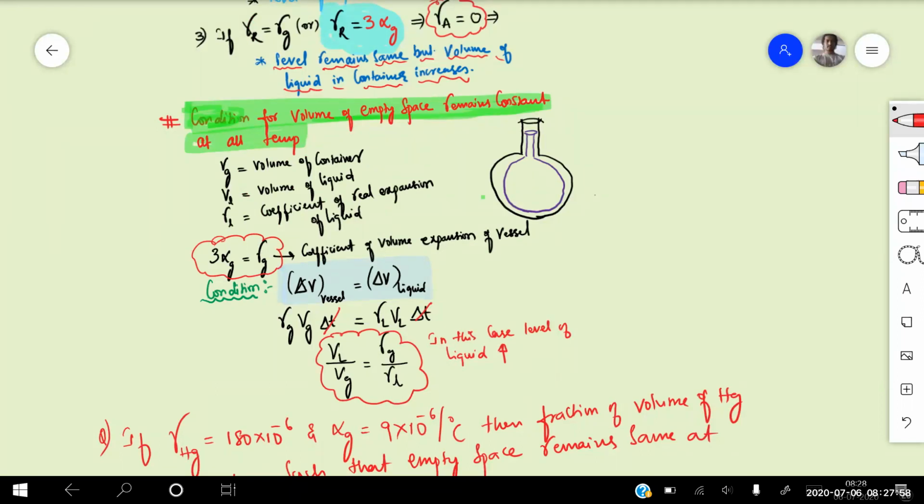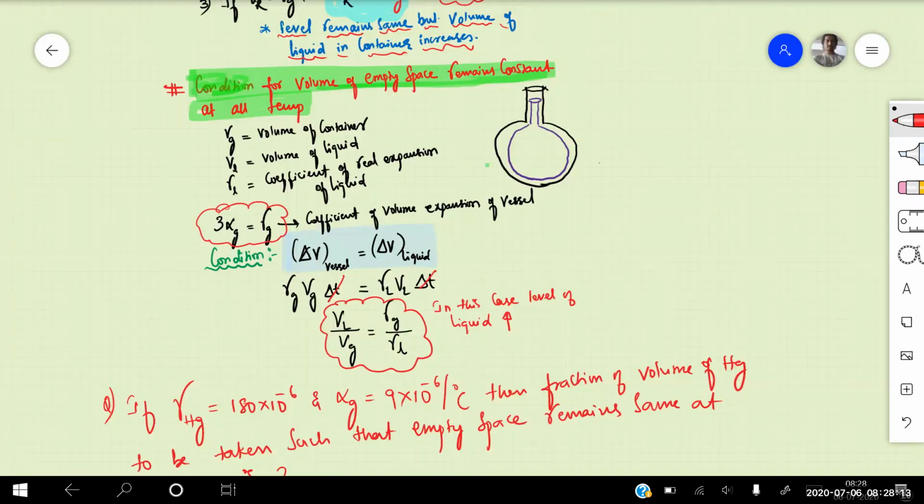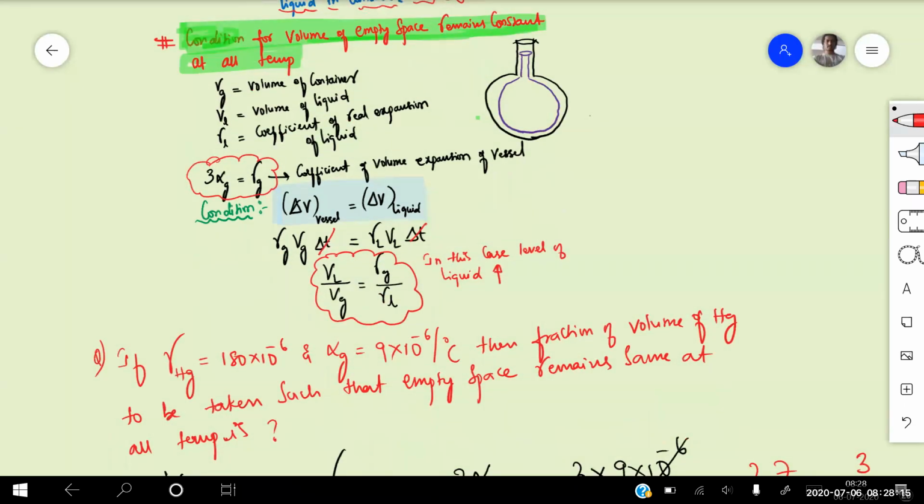Clear, sir. Okay. So what is the condition for the volume of the empty space to remain constant at all temperatures, beta? Volume of liquid by volume of glass must be equal to gamma of glass by gamma of liquid. So try to remember that condition, so that it will help you in the exam. Clear for everyone? Okay, let us go to the next one now.